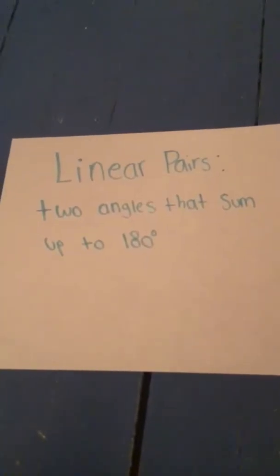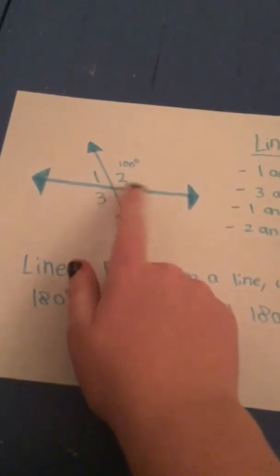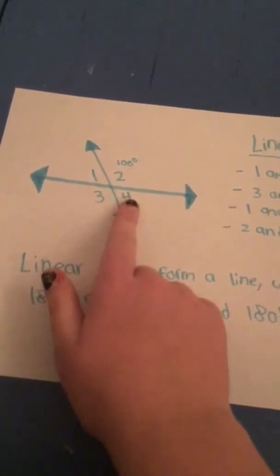Linear pairs are two angles that sum up to 180 degrees, and these tie into vertical angles, as I mentioned a few seconds ago. So in this picture, 1 and 2 are linear pairs, 3 and 4 are linear pairs, 1 and 3 are linear pairs, and so are 2 and 4.